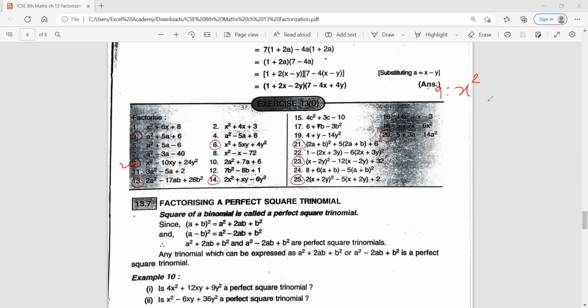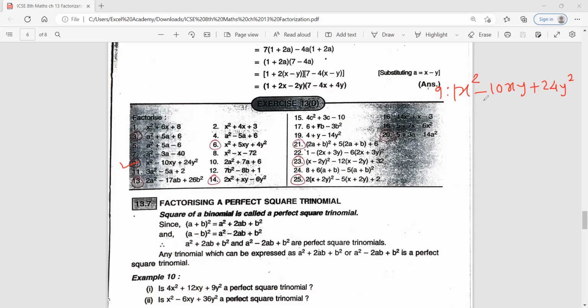X square. See, there are two variables now, x and y. So make sure the square of one variable is first, the square of the other is last. And the term having the product of the variables is in the middle. So x square minus 10xy plus 24y square.